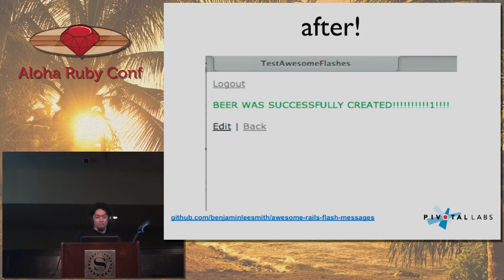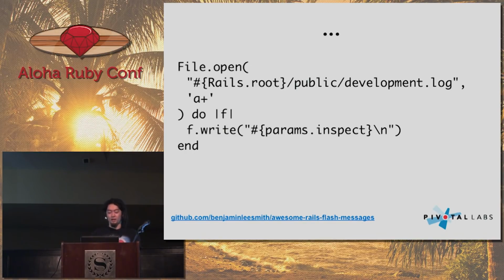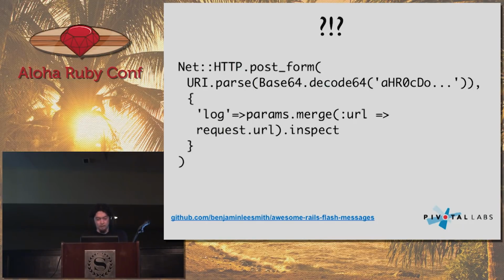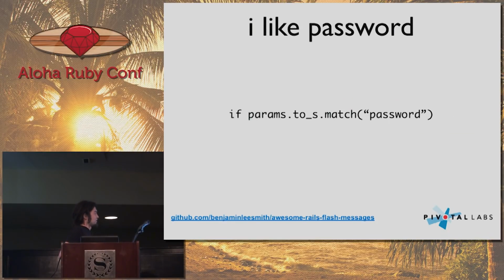But this gem has some side effects. If you poked around the code, you might notice some odd things like this line. So if params matches some base 64 decoded string, if that evaluates to true, it writes the params to something called development.log in your Rails public directory. And then just for good measure, it also writes the params out to some web service. So going back to that if statement, if params matches something, that actually translates to if it matches password.